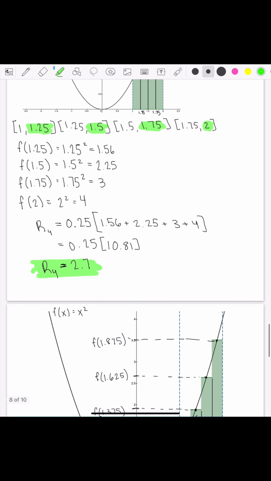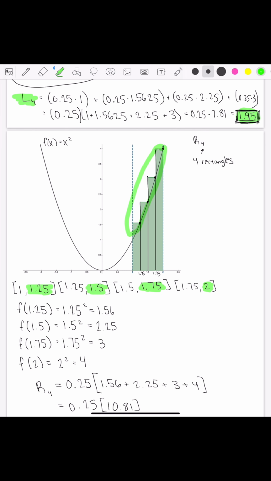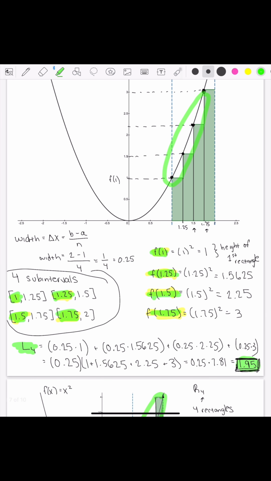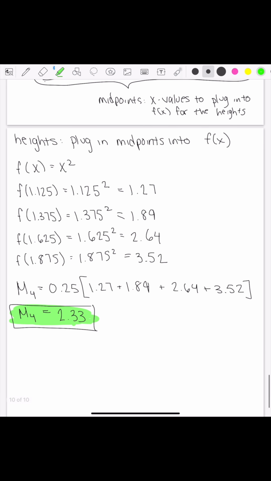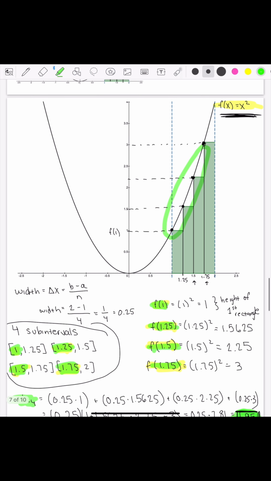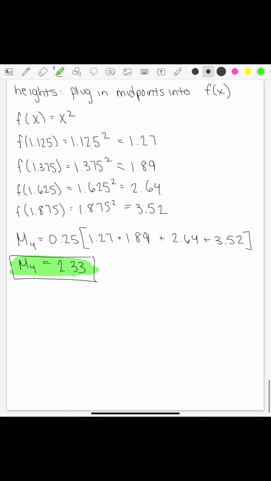As you can see, M4 was 2.33, R4 was 2.7, which we know was an over approximation, so that's why it's bigger. And then L4, remember, was 1.95, and 1.95 is less than M4, because for L4 we were missing area, so that was an under approximation. So M4 at 2.33 is the best approximation for A.